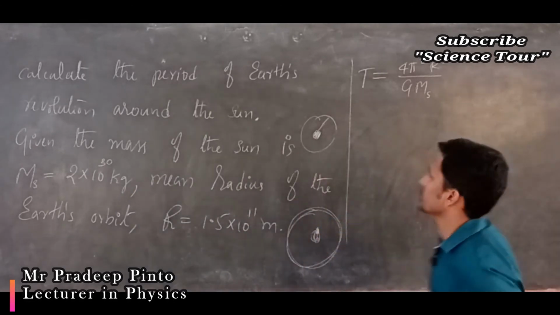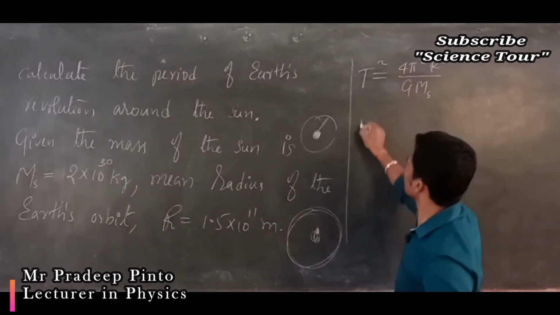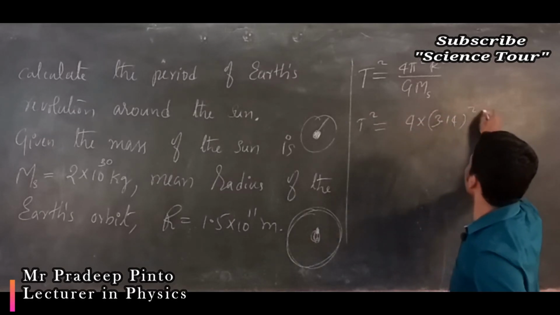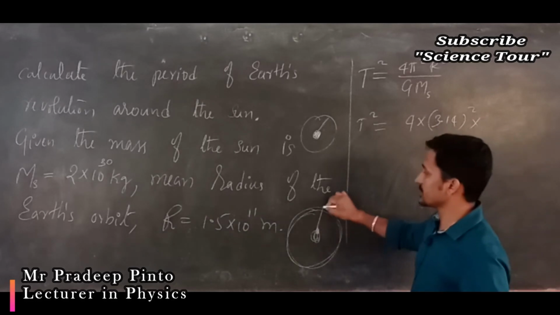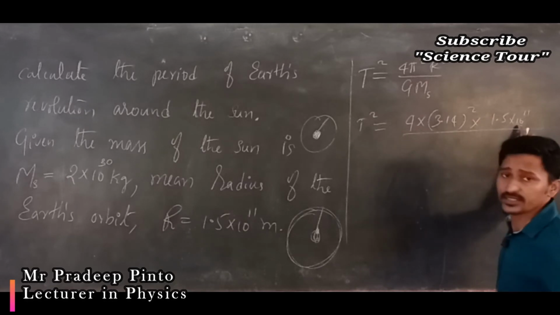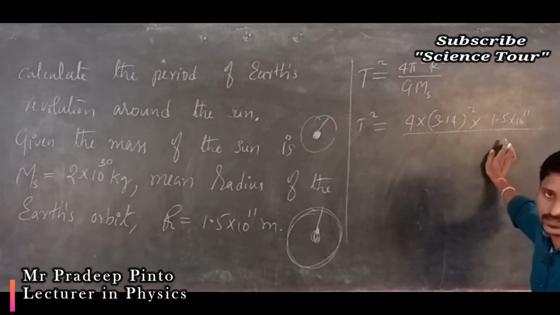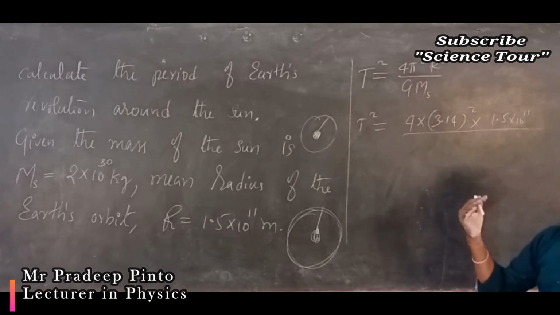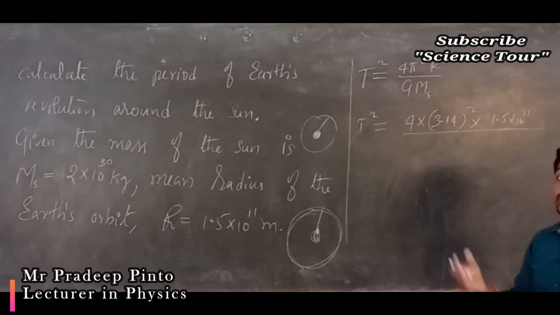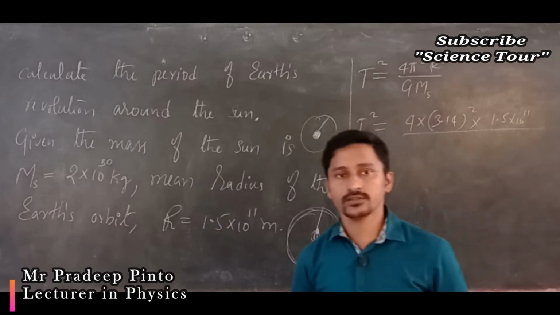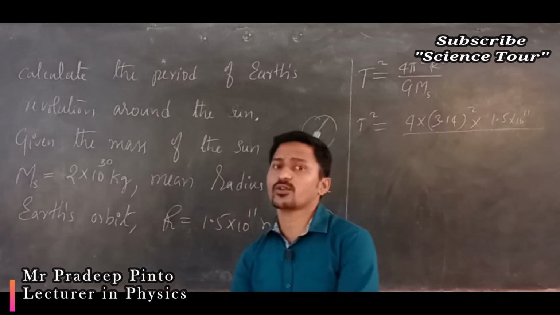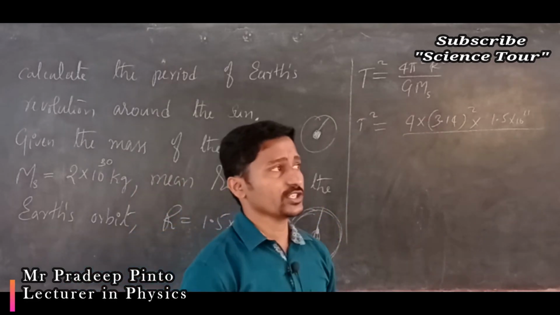Because of the attractive force, for T² you apply 4 into 3.14 whole square into r cube, where this is the radius they have given, 1.5 into 10 to the power 11. This is always constant. You have to remember these data. Whatever problems we have studied, some data are constants. Go through them. Those are very much necessary for competitive exams, or for any conceptual questions related to the subject.